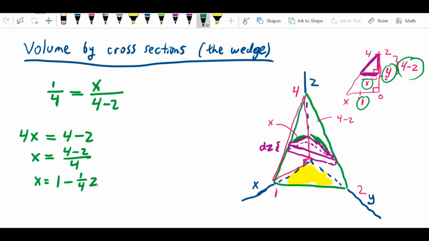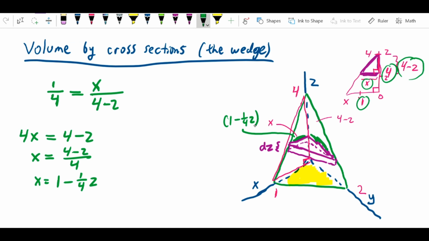And notice, by the way, that I just used cross multiplication. I used cross products to set up this equation once I had the ratio. So, all right, we now have an expression for this leg of the triangle. In other words, this leg is going to be 1 minus 1/4 z.